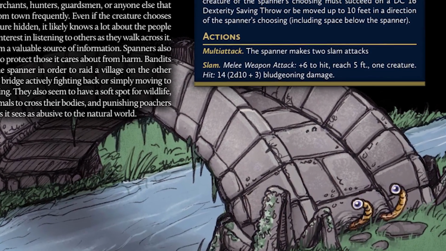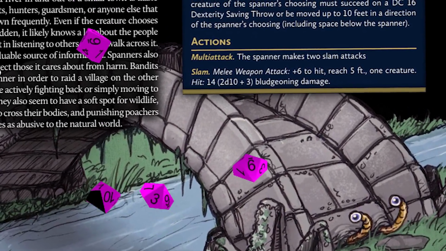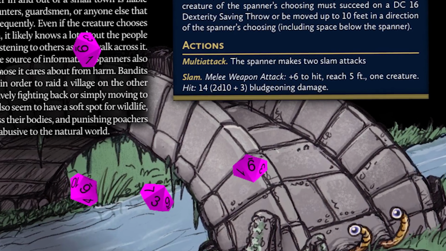The first is less of a trick and more of you getting crushed by a bridge. It can make 2 slam attacks per round that each clock in for 2d10 plus 3 damage, which at lower levels can be pretty rough.